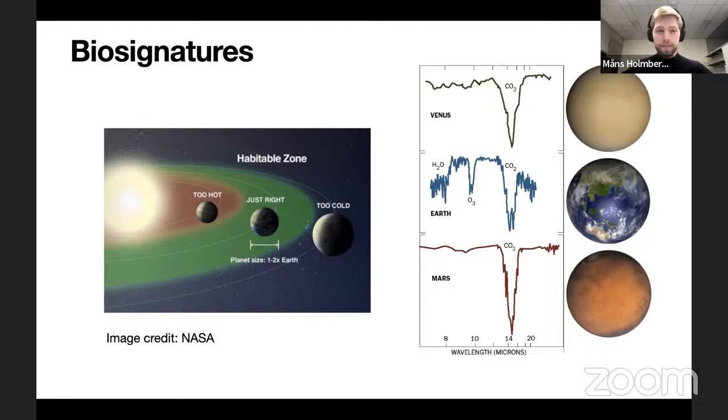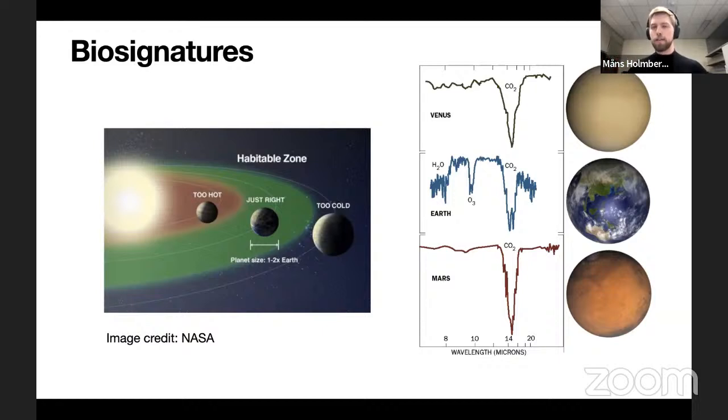They're a bit further away, but we are trying. So one way of doing this is to look for biosignatures. When you get your spectra, either in transmission or in emission, it's probably going to be in transmission, but never mind, then you can look for chemical signatures which you associate with life. So here on Earth, life produces a lot of oxygen. So we could look for oxygen or ozone, which are very good biosignatures.